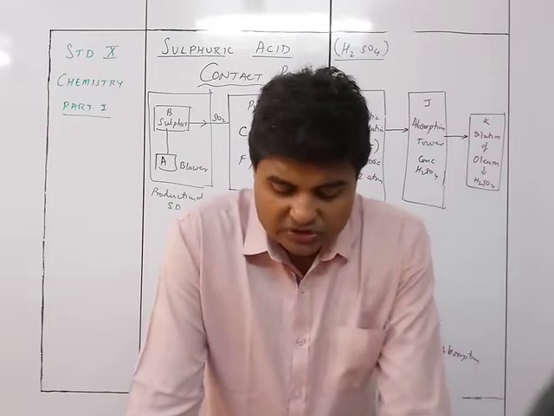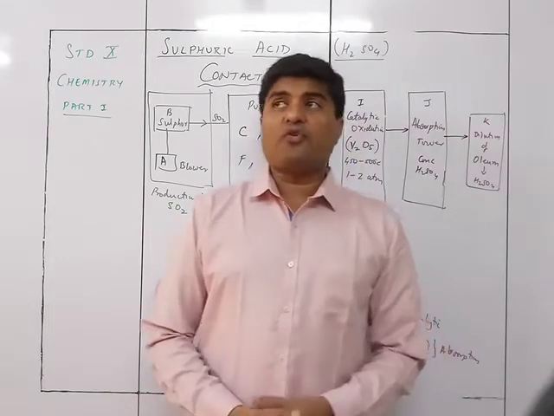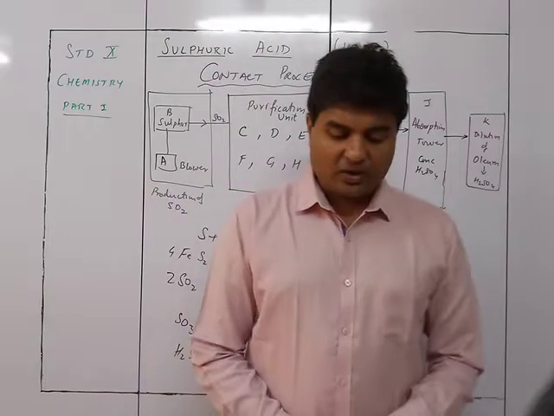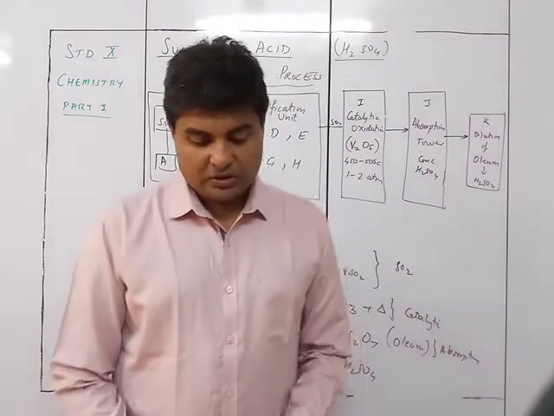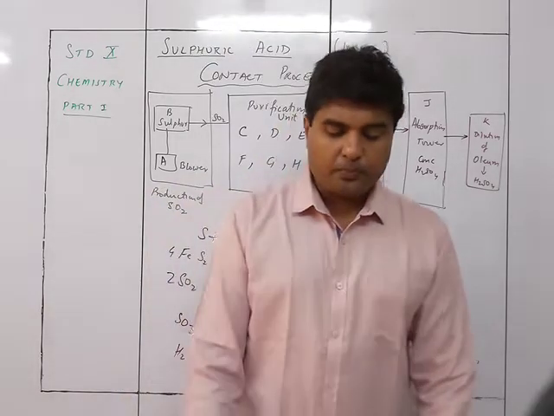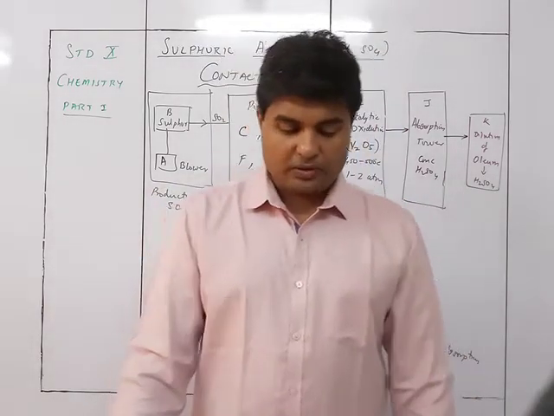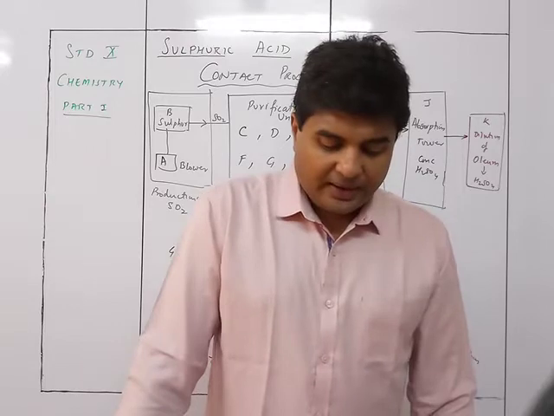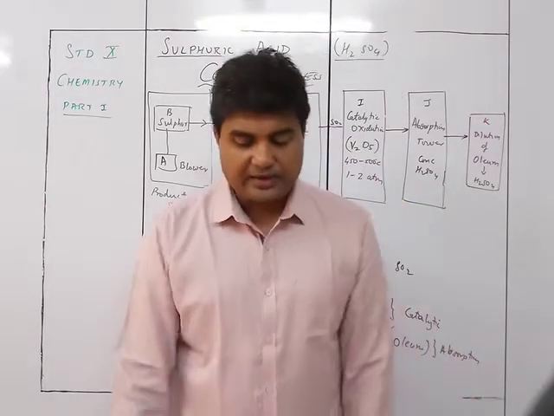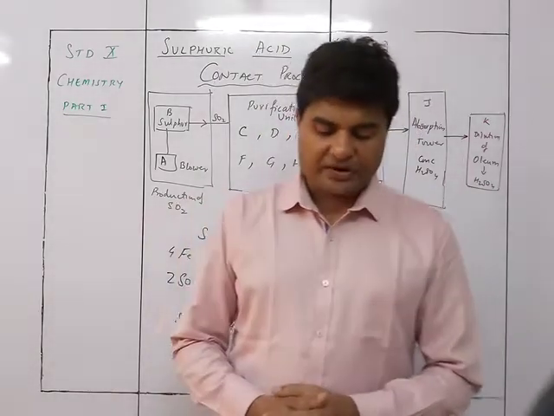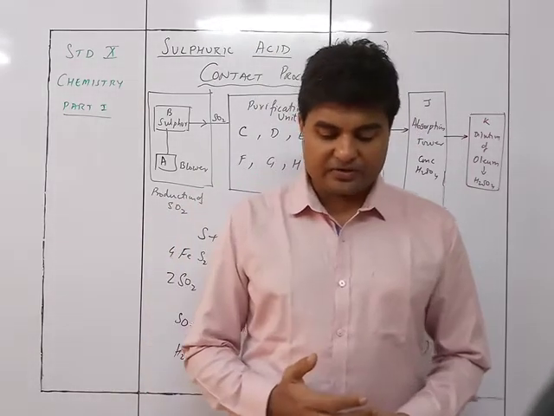The temperature used in the catalytic oxidation is around 450 to 500 degrees Celsius. The catalytic oxidation of SO2 to SO3 is an exothermic reaction. So that's why it is going to give you 45 kilocalories per 2 molecules. An exothermic reaction is favored by lowering the temperature, which gives a higher yield of the product sulfur trioxide.